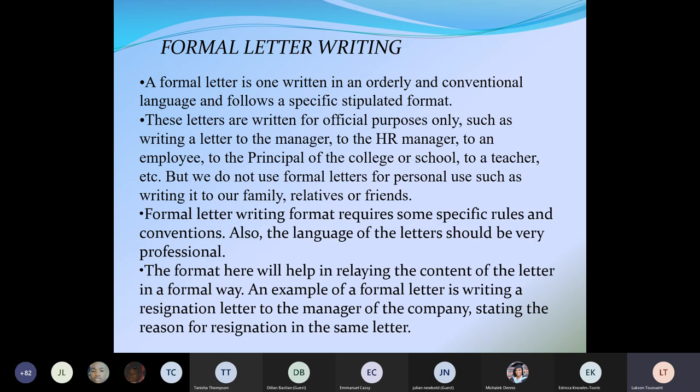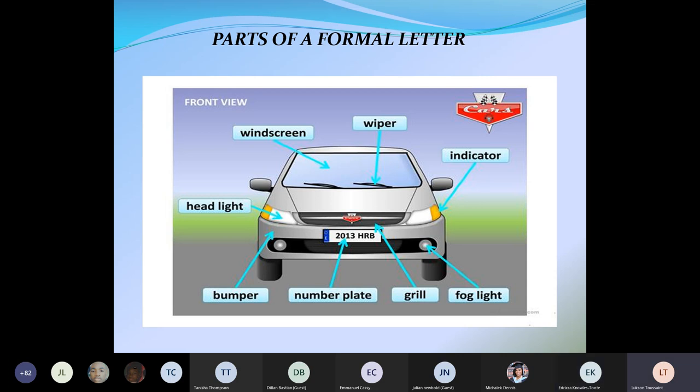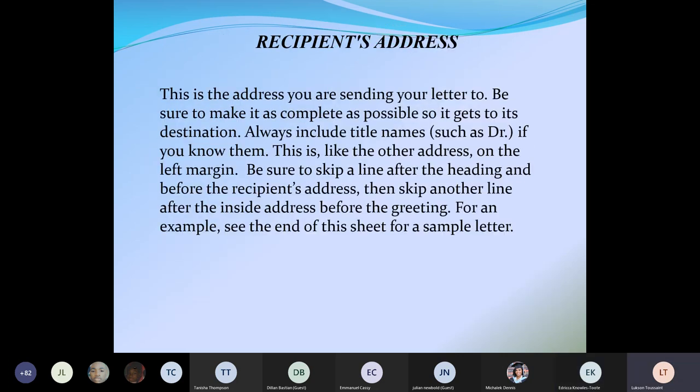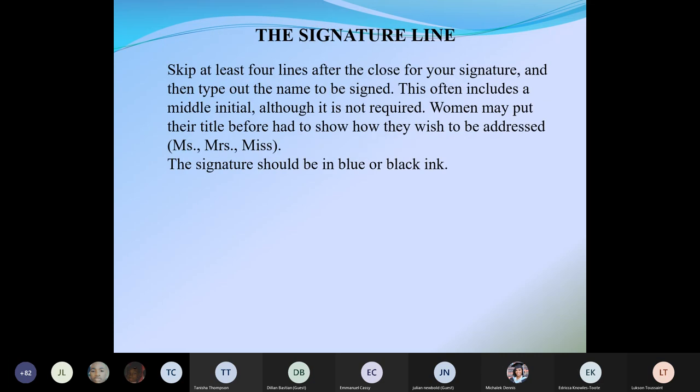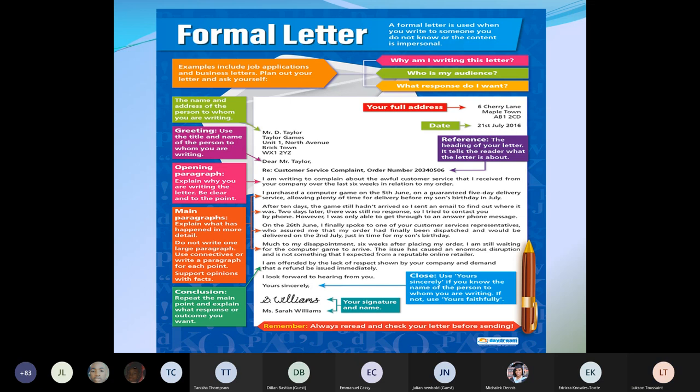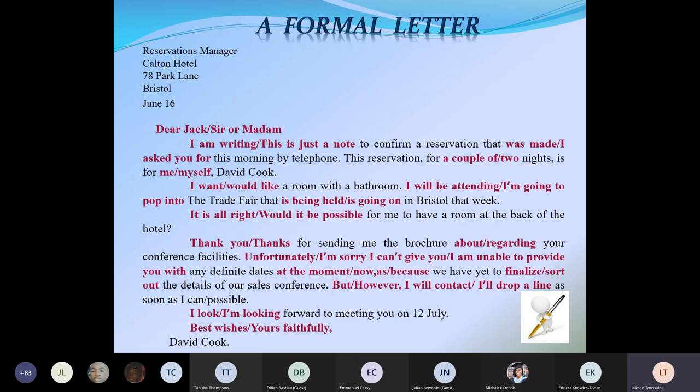All right, I'm going back to where we stopped. All right, so that's basically where we stopped.